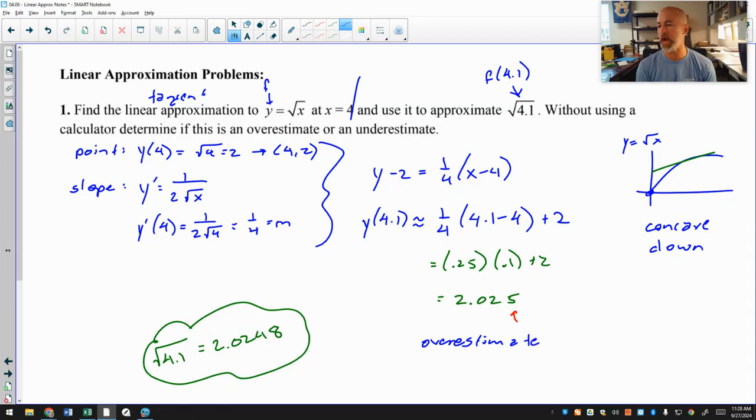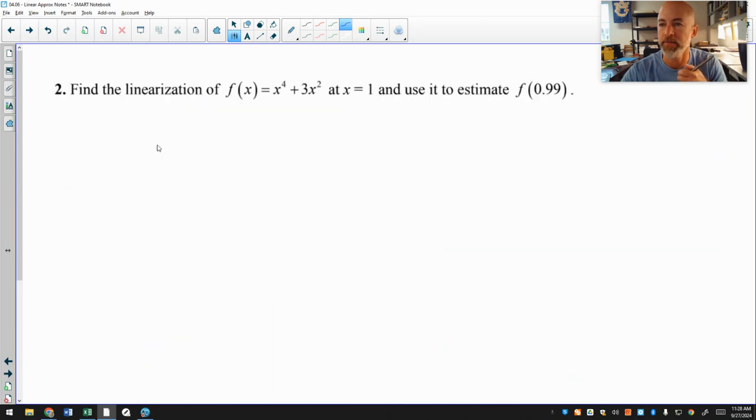My writing is bad, because y equals the square root of x is concave down. Cool. All right, let's go on. I may jump around and skip some of these for the sake of time. I may just talk about them a little bit.